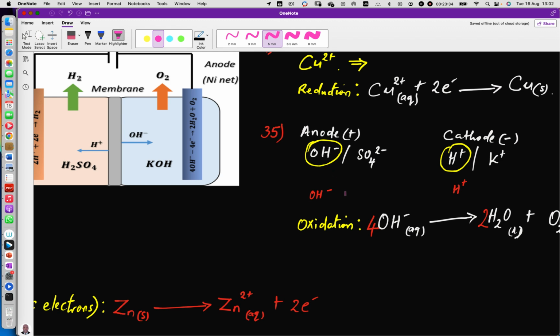OH ion is the least reactive. It is right at the bottom of the reactivity or electrochemical series. So it is the one that is going to be deposited at the anode.